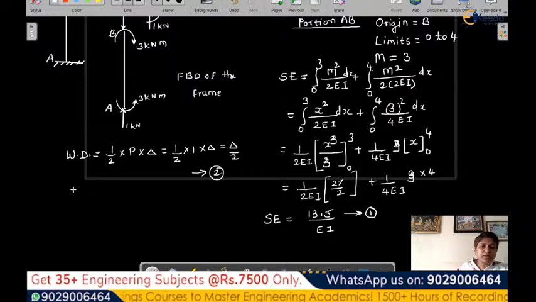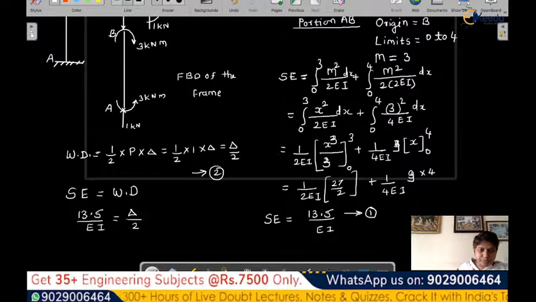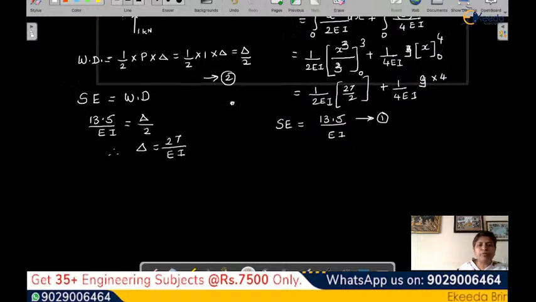So equate strain energy equal to work done. When we equate these two equations, we'll get the deflection. So 13.5 by EI is equal to delta by 2. So delta is equal to, this 2 will multiply here, so it will become 27 by EI. Okay, so are you there? Is anyone doing the calculation? We are at the end of the problem now.